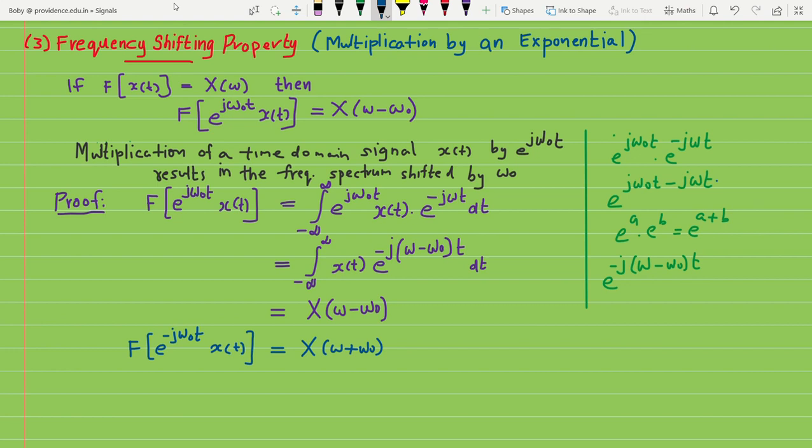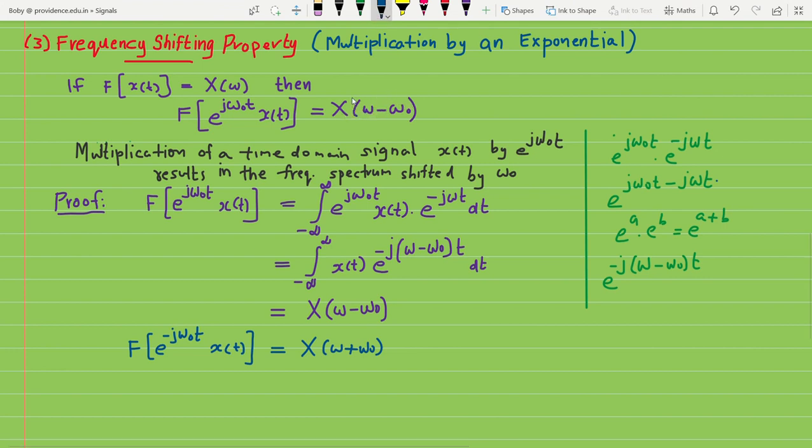If the Fourier transform of x of t is equal to X of omega, then the Fourier transform of e raised to j omega 0 t into x of t is equal to X of omega minus omega 0. This is the frequency shifting property. That means the multiplication of a time domain signal x of t by e power j omega 0 t results in the frequency spectrum shifted by omega 0. That means X of omega minus omega 0.